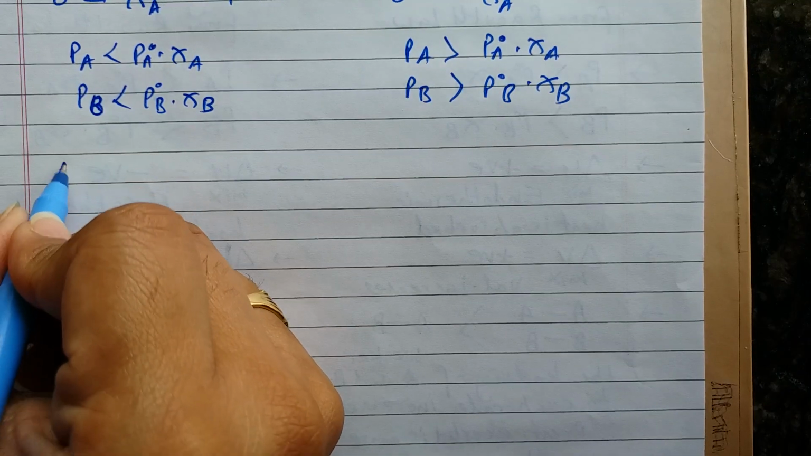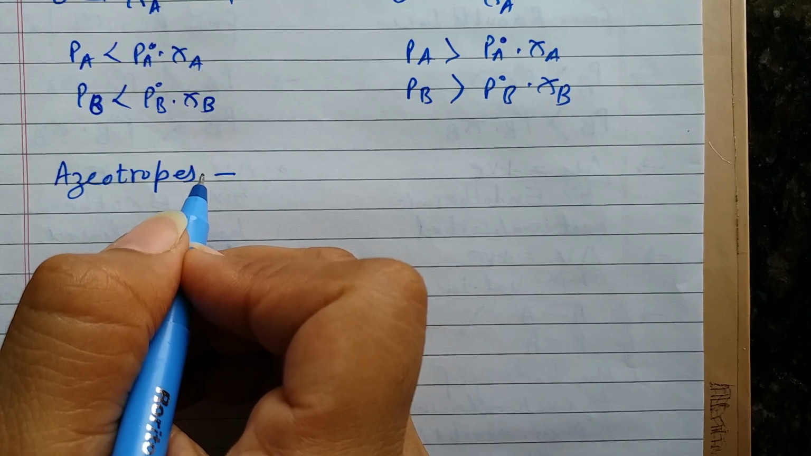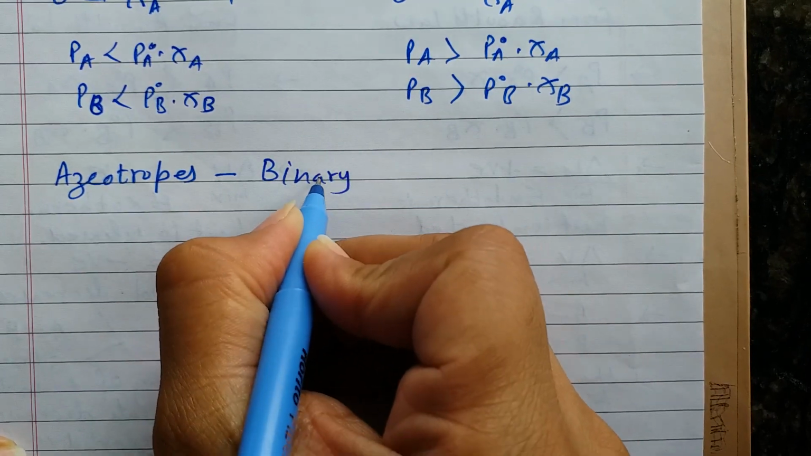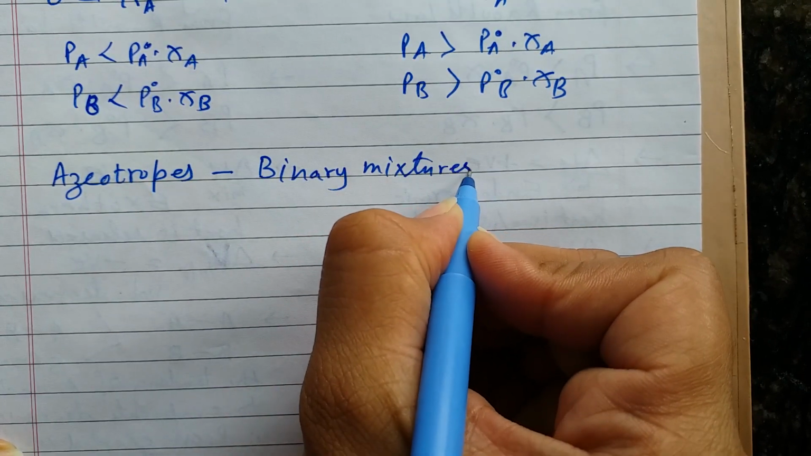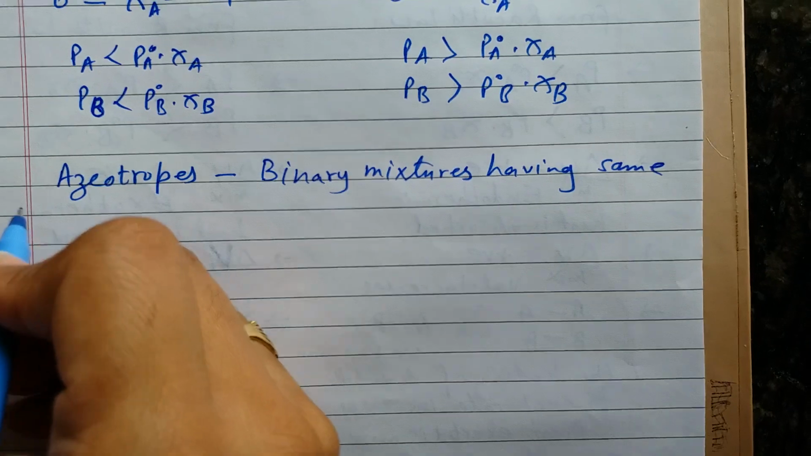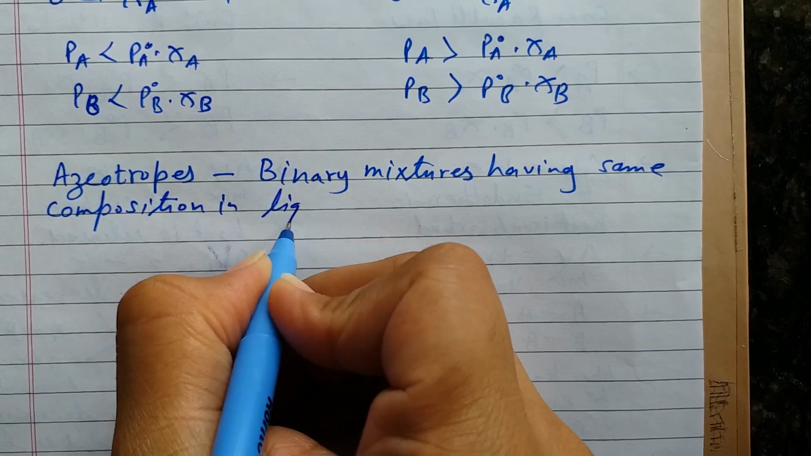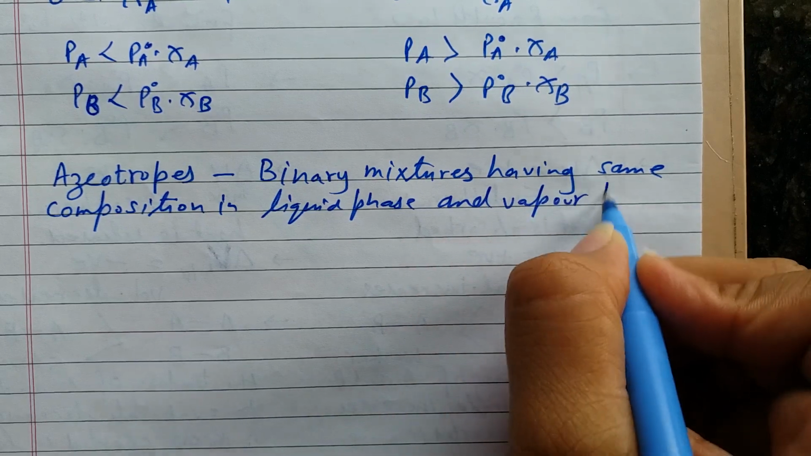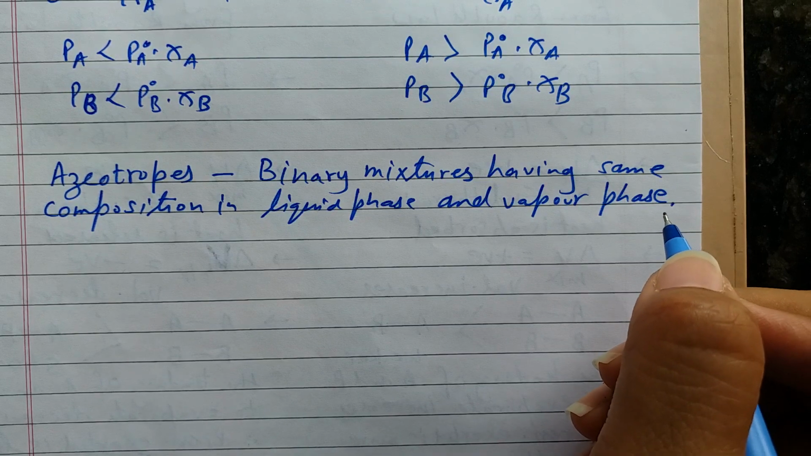Now what we are talking about are azeotropes. It's a new term. First of all, let's understand what are azeotropes. So azeotropes are binary mixtures. Binary means two. There will be two components mixed together. So these are binary mixtures having the same composition in liquid phase and vapor phase.